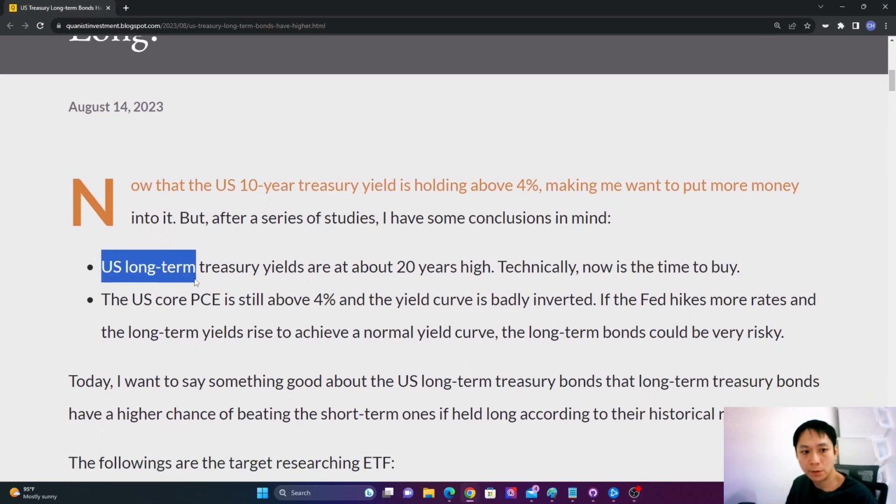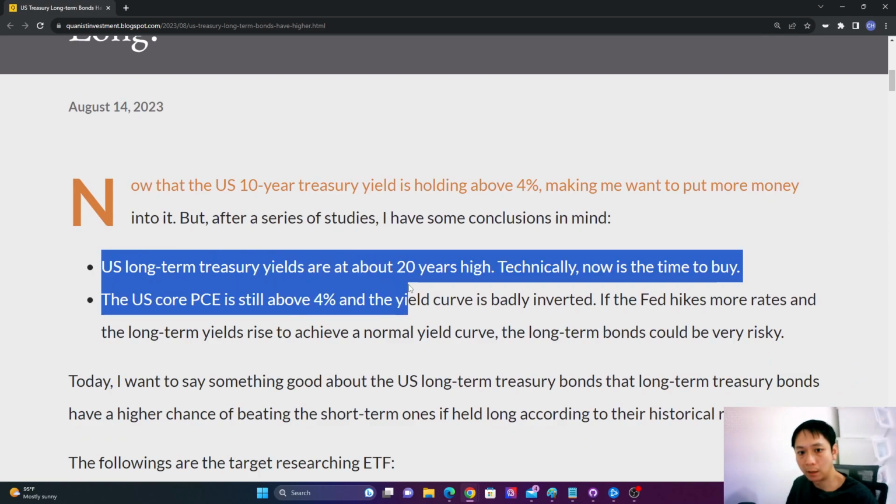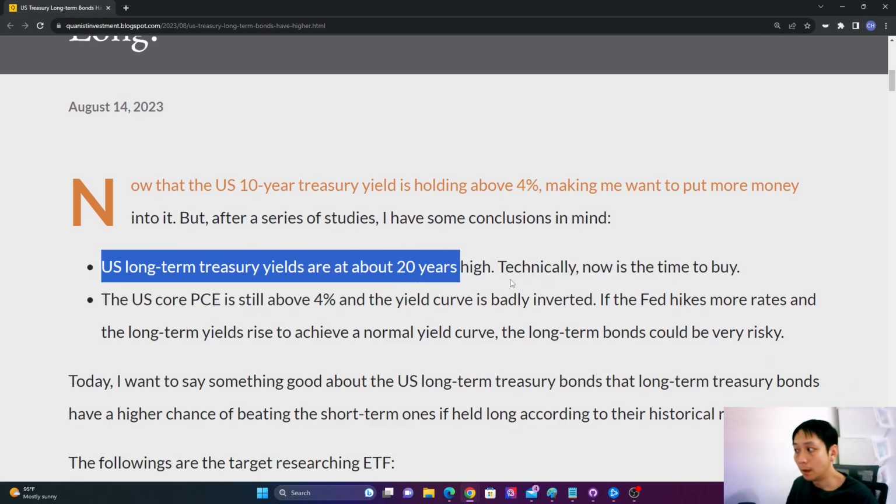First one is U.S. long-term Treasury yields are at about 20 years high. I did a video on that. So technically, it is good. The yield is high, the bond price is low, so it's cheap. When something is cheap, we want to buy.